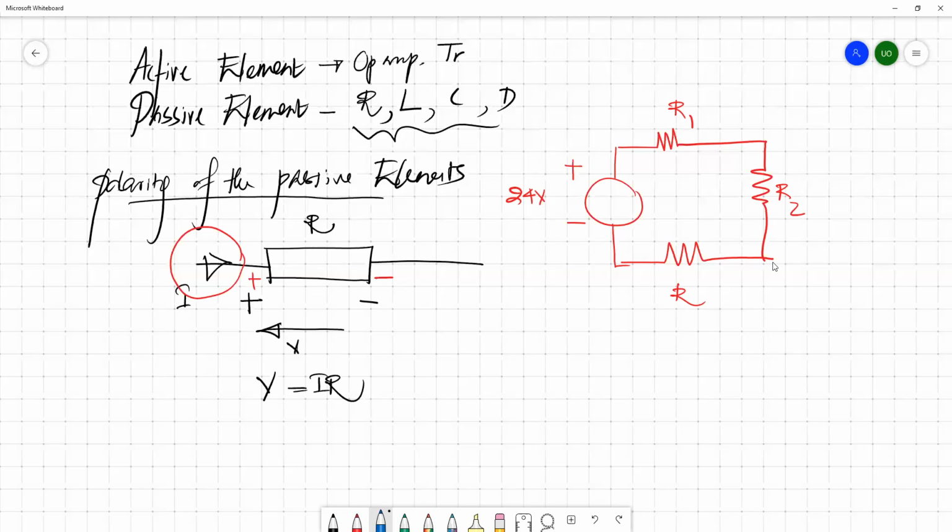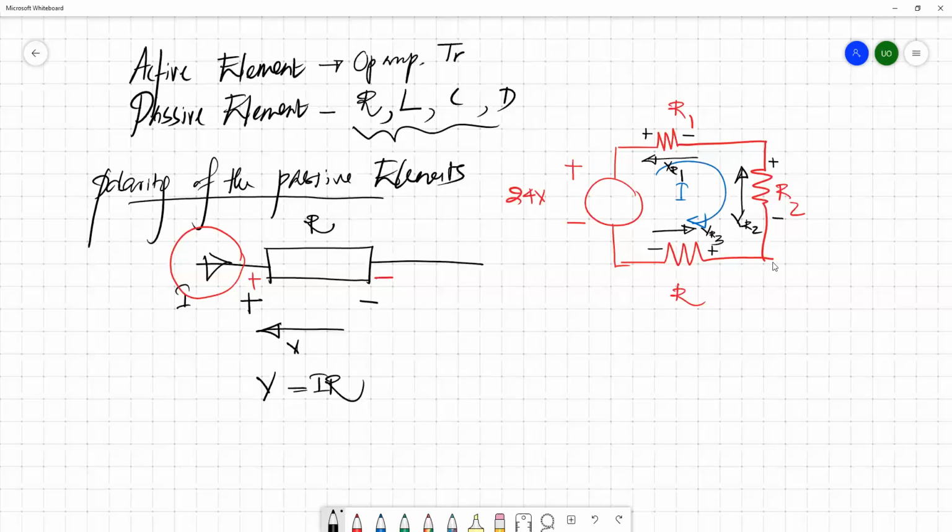To analyze the current, I'll mark the current flow in the clockwise direction. So this is the current. I'm assuming that the current flows through the network in the clockwise direction, and based on the direction of this current, I can mark the polarities of these resistors. Here the current flows into the node, so this becomes plus, minus, plus, minus, plus, minus. The drop across R1 is VR1, here it is VR2, and here it's VR3.